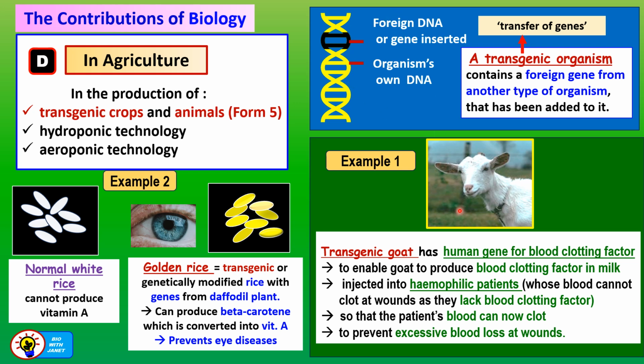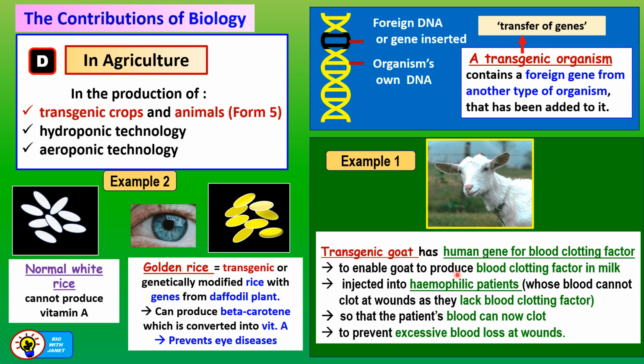Now, one example is the transgenic goat that can produce human blood clotting factor. Human blood clotting factor is a chemical substance that helps the blood to clot or solidify, membeku, so that blood will stop flowing out from a wound, and it prevents excessive blood loss at the wounds. So a transgenic goat has been produced that has the human gene for blood clotting factor. That means the human gene for the production of blood clotting factor has been placed in its DNA, right? So it is a special goat that has a human gene.